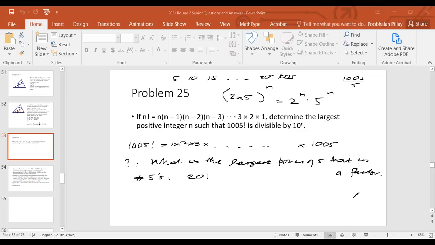But we have to be a little bit cautious here, because some of these numbers have got more than one 5. A single number, like 25, for instance, contributes 2 5s. See? But we only counted it once when we counted it in this 201. So we need to count the extra 5s which occur in multiples of 25.